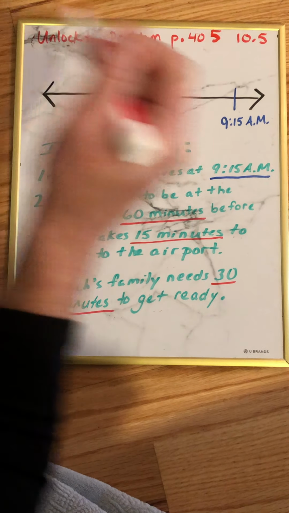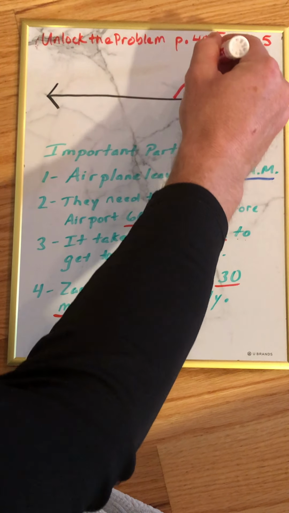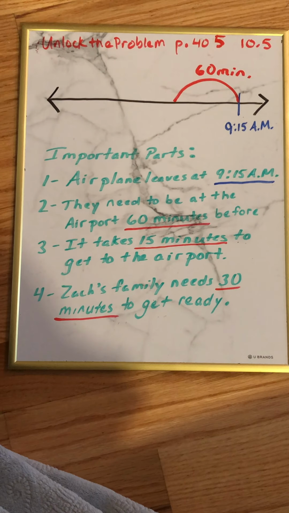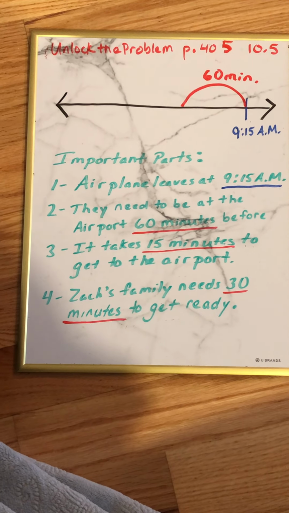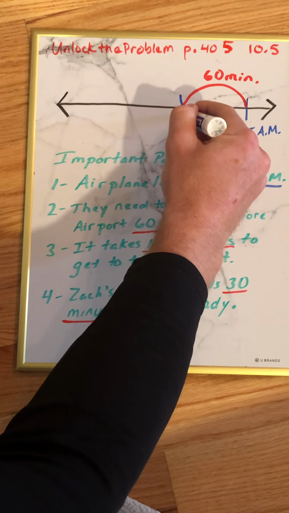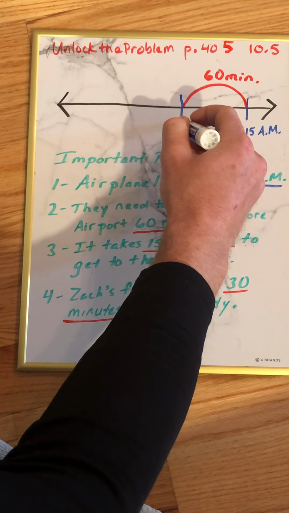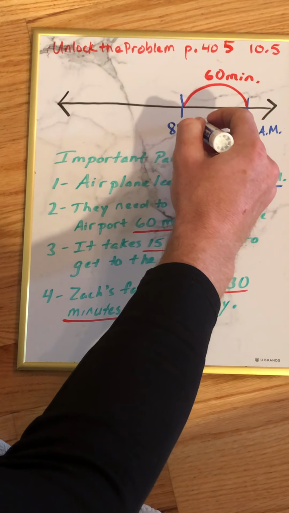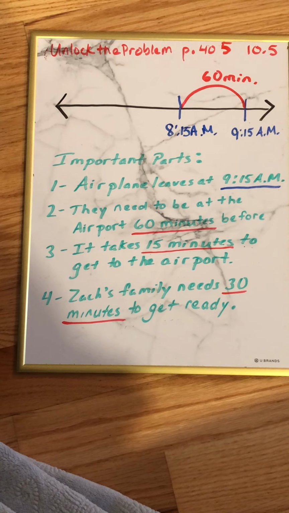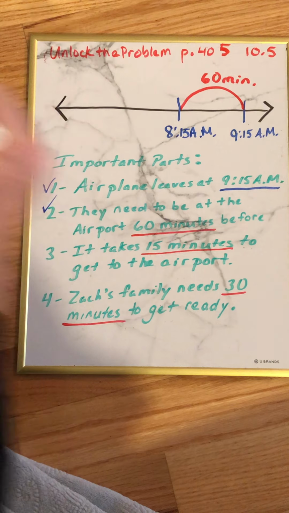So if we are at 9:15 and we jump back 60 minutes, that's 1 hour. Okay? So that's actually a little bit easier than some would think. Now, granted, you can count back 60, or you can just take one number off the hour. So if we're at 9:15 and we jump back an hour, it's simply 8:15 a.m. Okay, so let's check off number 1 and number 2.